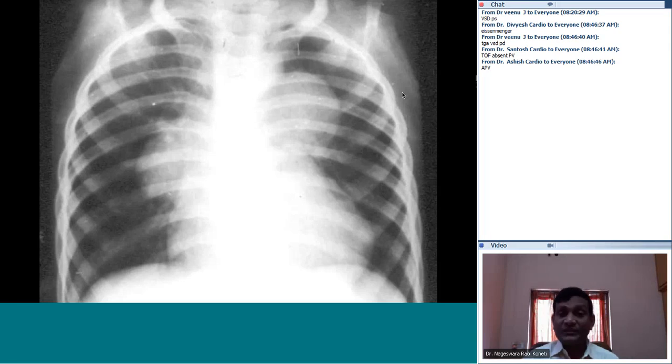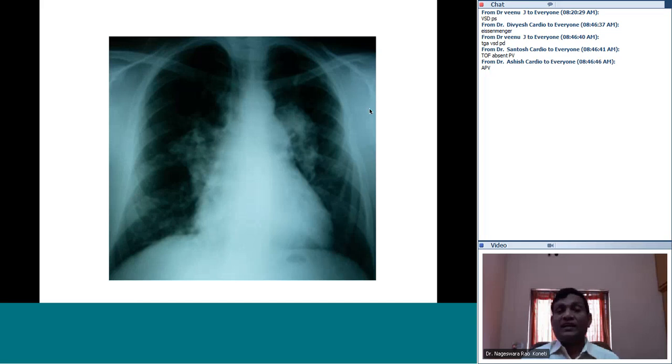So very good. So let us see. This is a tetralogy of Fallot patient who underwent a palliative shunt surgery sometime back on the left side. So he developed pulmonary hypertension. You can see the left pulmonary artery is dilated here, and there is a little bit of right pulmonary artery. This is a postoperative shunt. I want to show you a rare case. You can't diagnose this radiologically, but you can tell that pulmonary arteries are dilated.